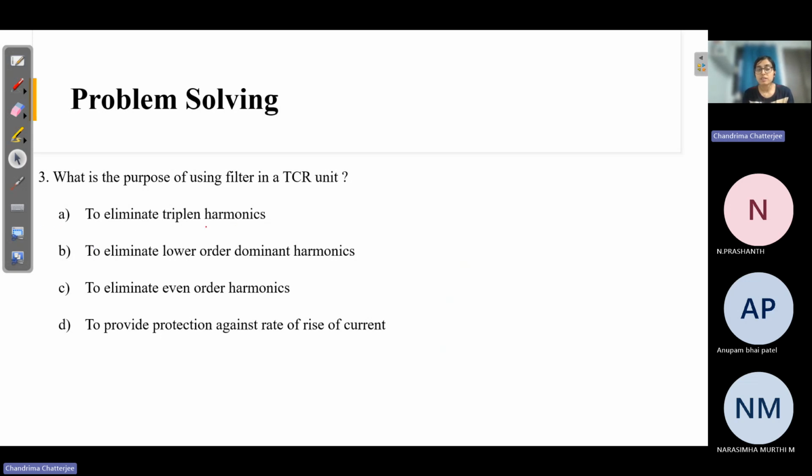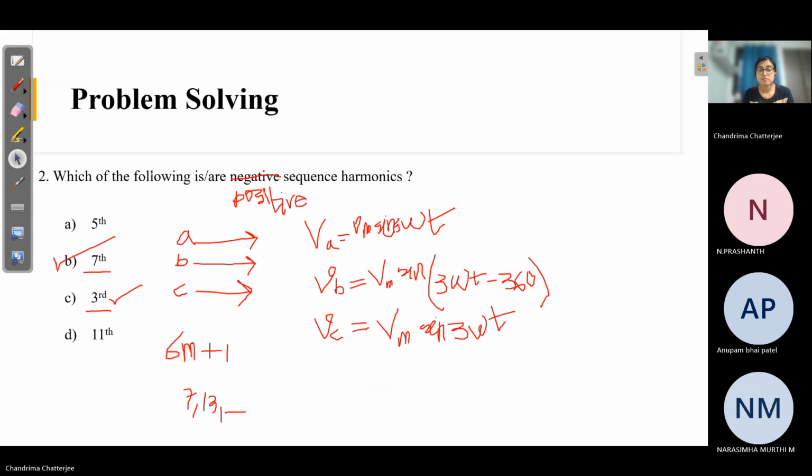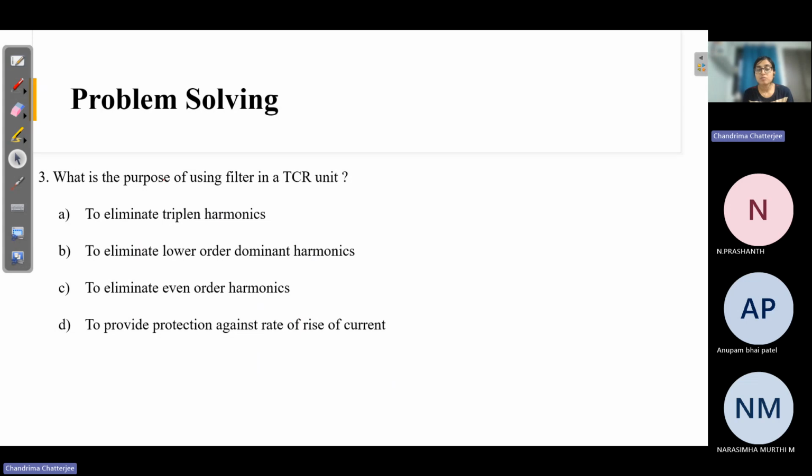Triplet harmonics are in phase, right? What we usually filter out is the lower order dominant harmonics. Means the fifth harmonic, the seventh harmonic, the 11th harmonic. These harmonics we try to filter out by the filter circuit.